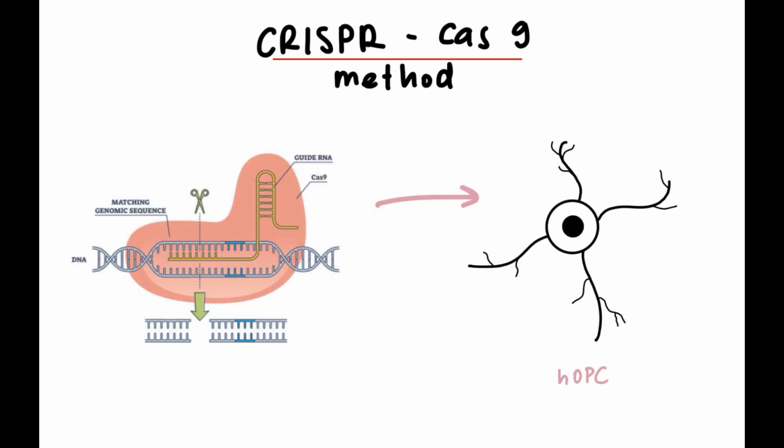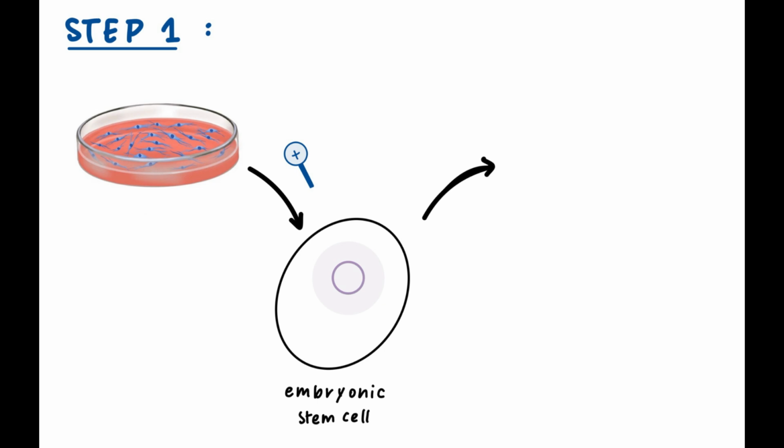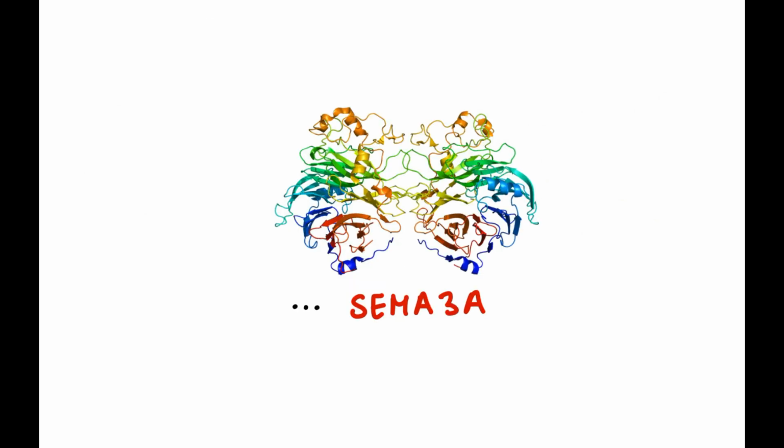To test the hypothesis that a modification through CRISPR of HOPC could improve myelination, they followed this protocol. The first step was to generate those modified HOPC. To do so in vitro, they first had to modify their precursor, the embryonic stem cells. They have chosen to delete NRP1, the receptor of a protein named SEMA3A.